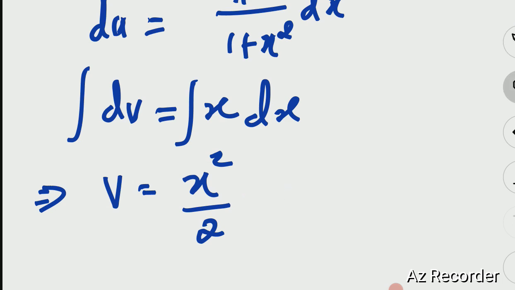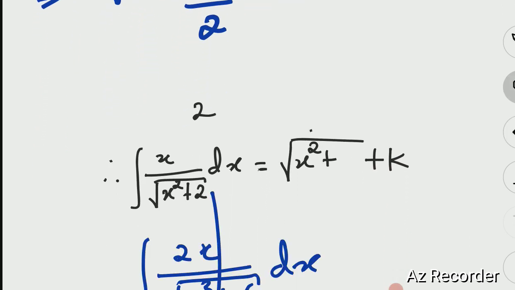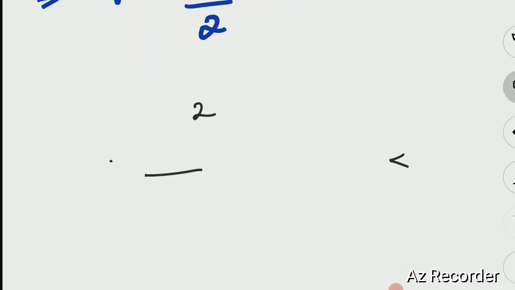But let me just put that for the meantime. Now, when we look at this, the next step is that we are going to substitute in that formula. We had the integral of u dv equals uv minus the integral of v du. So let's substitute that u. What is our u there?